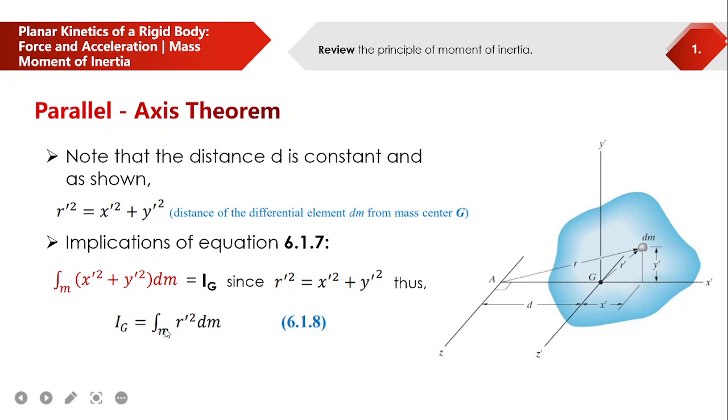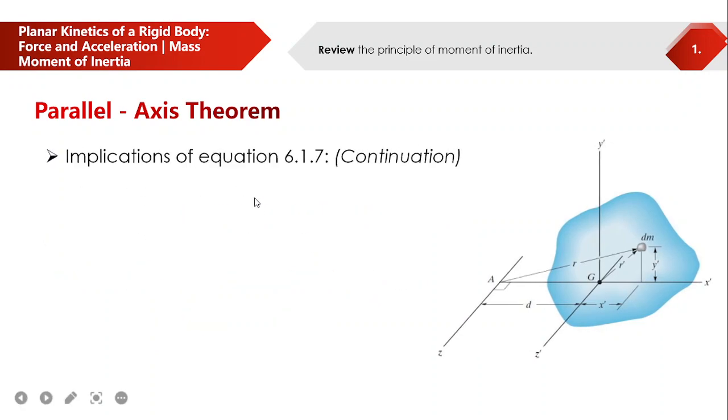Thus, our first integral is equal to I sub g, which is the integral of r prime squared dm. So we can just say that the first term is the moment of inertia about the center of our body, right? So I sub g will be equal to the integral of r prime squared dm.